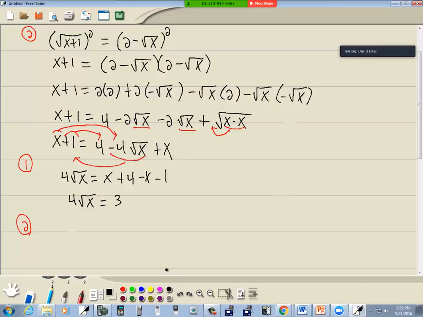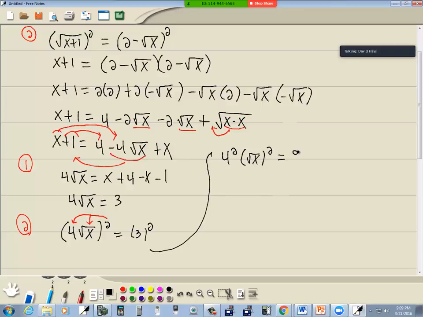Step 2, raise both sides to a power equal to the index. So we'll square both sides again. So we've got 4 square root of x squared is equal to 3 squared. Now over on this side, since everything's multiplication, that means I can take the 4 to the second power and the square root of x to the second power. So that gives us 4 squared and square root of x squared. And 3 squared is 9. So that gives us 16. And when the index matches the power, they cancel each other. So that gives us 16x equals 9, and divide both sides by 16, we get x is equal to 9/16, maybe.